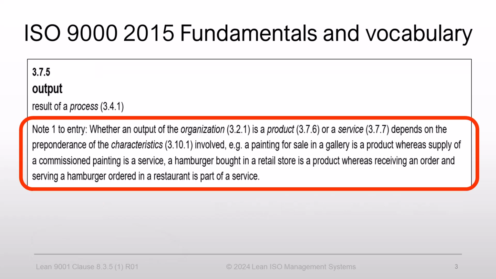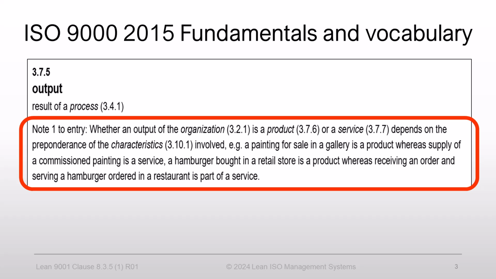As with input, ISO 9000 does not define an output. Instead, it tells another mind-boggling story about paintings and hamburgers. Yes, believe it or not, hamburgers. Note 1, whether an output of the organization is a product or a service depends on the preponderance of the characteristics involved, e.g., a painting for sale in a gallery is a product, whereas supply of a commissioned painting is a service, a hamburger bought in a retail store is a product, whereas receiving an order and serving a hamburger ordered in a restaurant is part of a service. What were they smoking writing this trash?